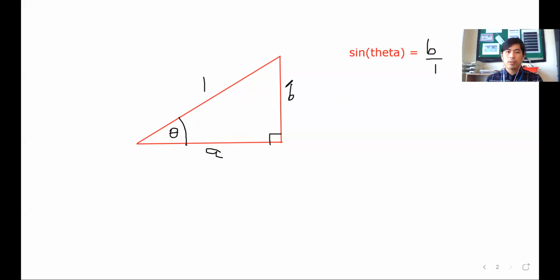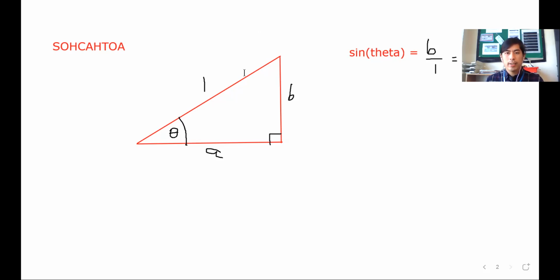Because sine, if I remember SOHCAHTOA, okay? S is for sine, and we're doing O divided by H. O is the opposite side, so B, and H is just 1. So B divided by 1, or in other words, just B, right? If I divide something by 1, I just end up with the same number.